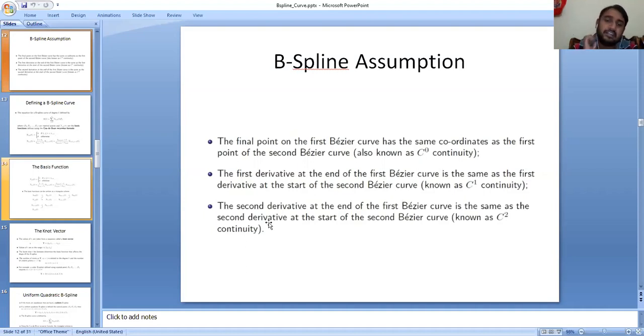Similarly, the second derivative at the end point of the first Bezier curve is the same as the second derivative at the start of the second Bezier curve. This is called the C2 continuity. So these 3 assumptions must be true while drawing the B-spline curve.